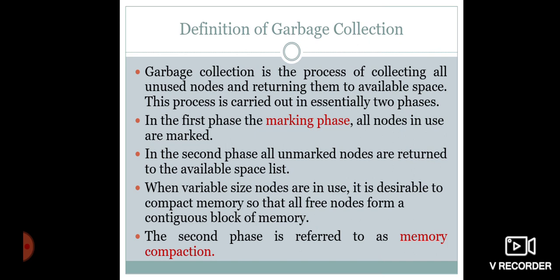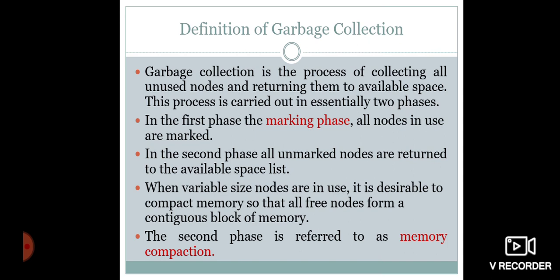Coming back to the main definition of garbage collection: garbage collection is the process of collecting all unused nodes and returning them to the available space list. I told you what a storage pool is, and now I am telling you what garbage collection is. You take all the unused nodes together and return them back to the available space list. This process of sending the unused nodes back to the available space list is called garbage collection.